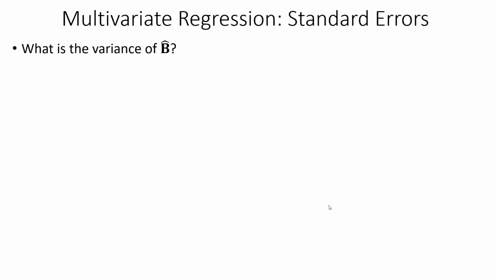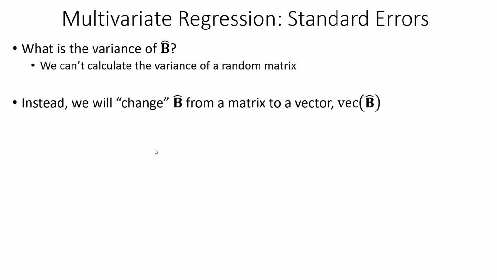So next thing we want to figure out was what would the variance of B be. Well, the problem is that these estimates are going to be a random matrix, and we haven't really looked at how you go about calculating the variance of a random matrix. We've always been looking at the variances of random vectors instead.